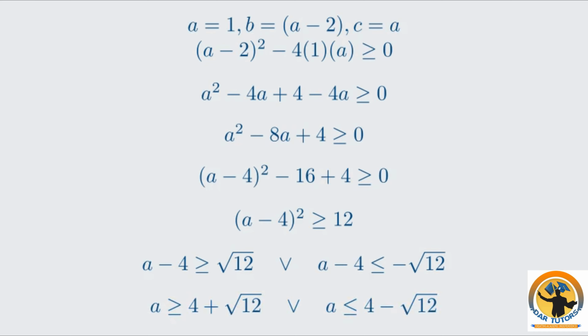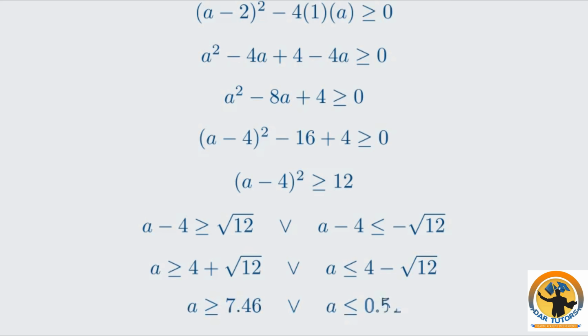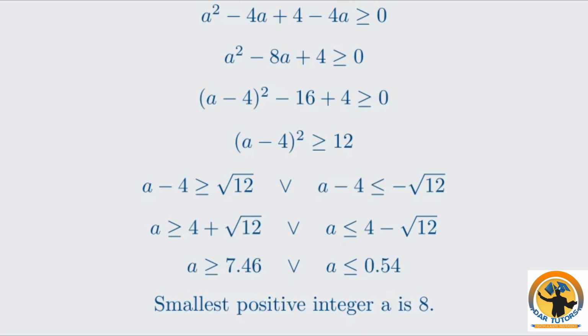The square root of 12 is approximately 3.46. So a must be greater than or equal to about 7.46, or a must be less than or equal to about 0.54. We are looking for the smallest positive integer, a. The integers that satisfy this are 1, 8, 9, and so on. The smallest of these is 1.